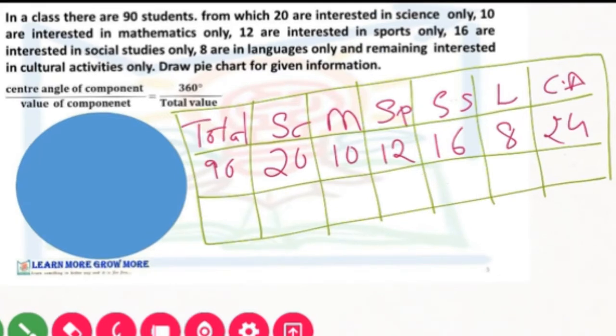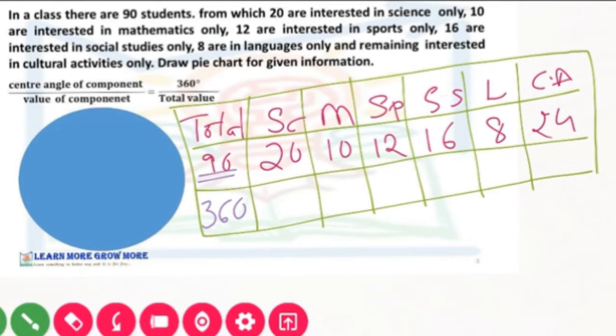What is given here? Total 90 members are there. What is the total angle of the circle? It is just 360, right? Here 360 degrees. Here the 90 members are indicated by 360 degrees, meaning the entire circle. Okay, the value of the component is given, and 360 we already know represents the circle, and the total value is here 90. And what we need to find is the center angle of the component.